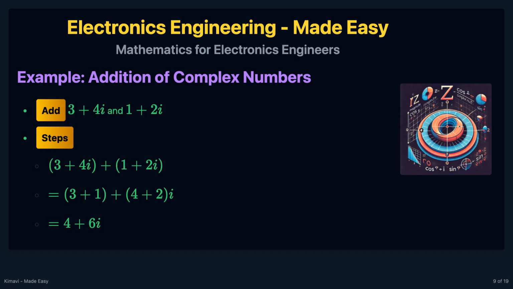Let's add the complex numbers 3 + 4i and 1 + 2i. Adding the real parts, we get 3 + 1 = 4. Adding the imaginary parts, we get 4 + 2 = 6. Therefore, the sum is 4 + 6i.